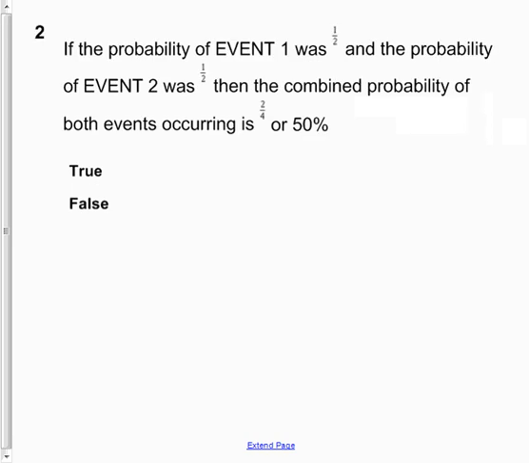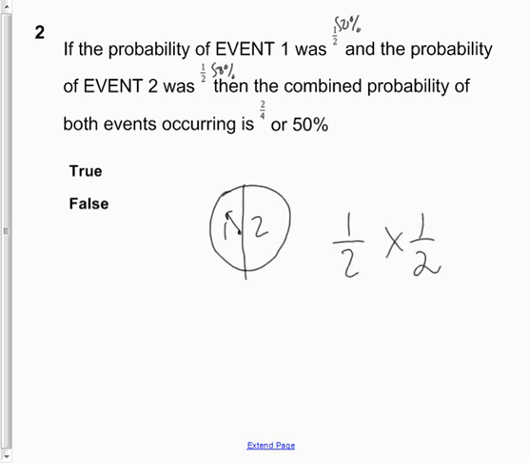Question 2. The probability of event 1 was 1/2. So we can imagine if it was a spinner, it would be a 50-50 chance of being a 1 or a 2, right? The probability of event 2 was also a 50% probability. The combined probability should be 2 out of 4. So remember, just like the last question, if we multiply these two together, when you multiply 1 by 1, a common mistake people will make is they'll put 2 up here. But it's actually 1 out of 4, which means it's a 25% probability, not 50%. So the answer is false.